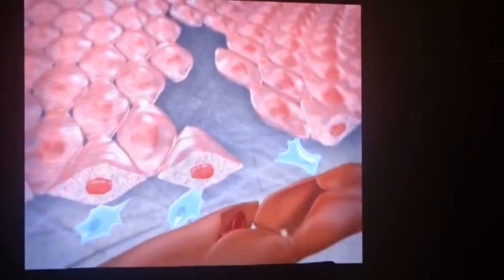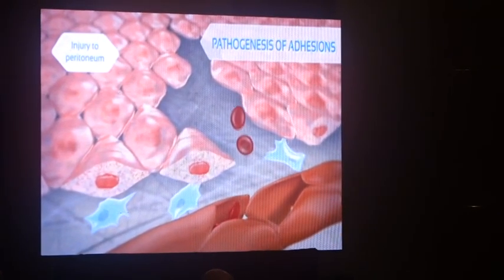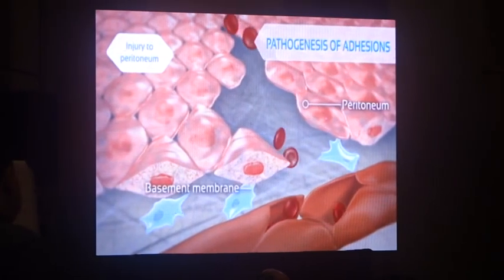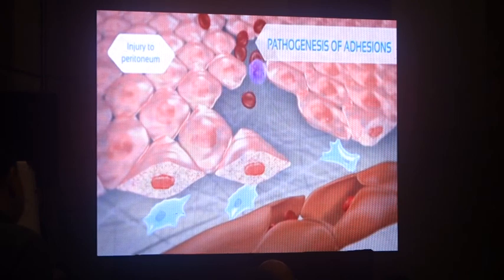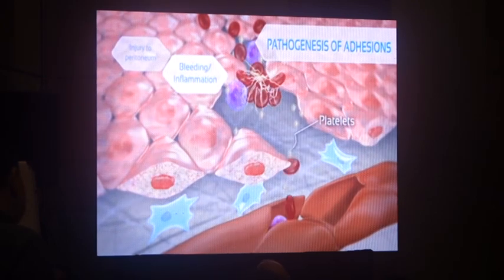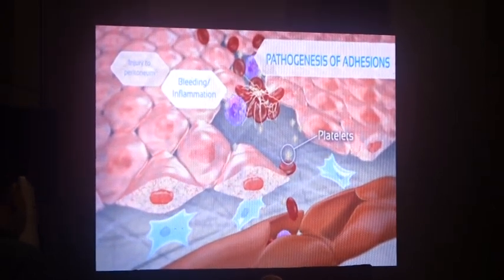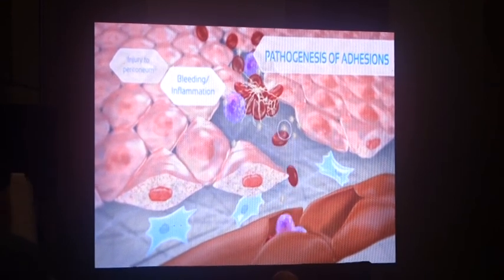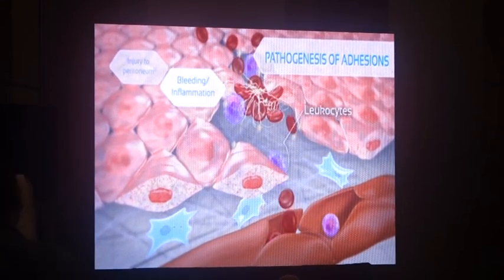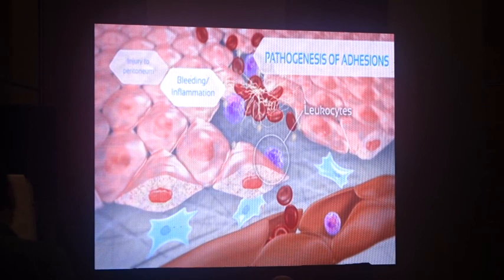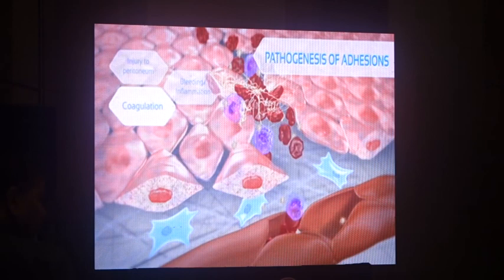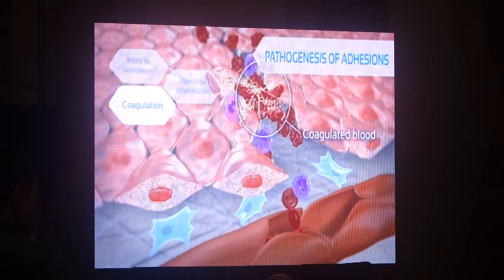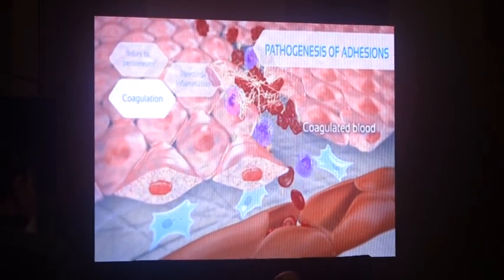Initially, a few years back it was available, but for the last 10 years it was not available, and they have come up with new formulations. And this is the pathogenesis of how the adhesions form, and it is because of the injury to the peritoneum. There will be bleeding, there will be inflammation, activation of the fibrocytes. It will lead to fibrosis, it will lead to thrombosis, and ultimately it is going to form the adhesions.